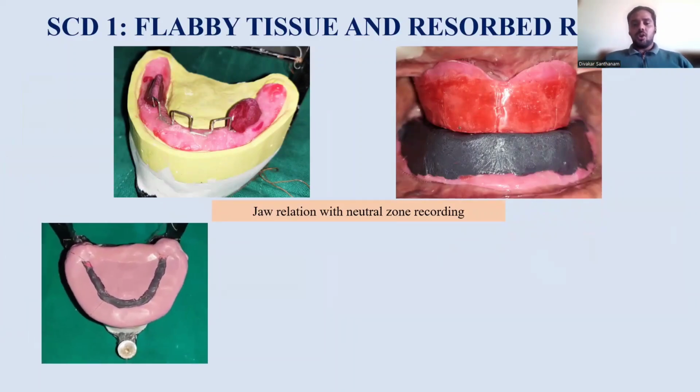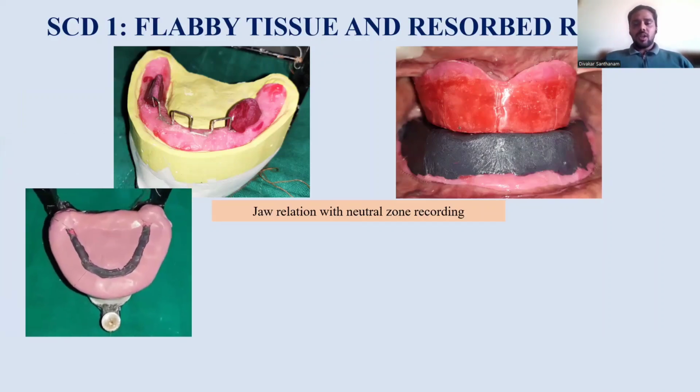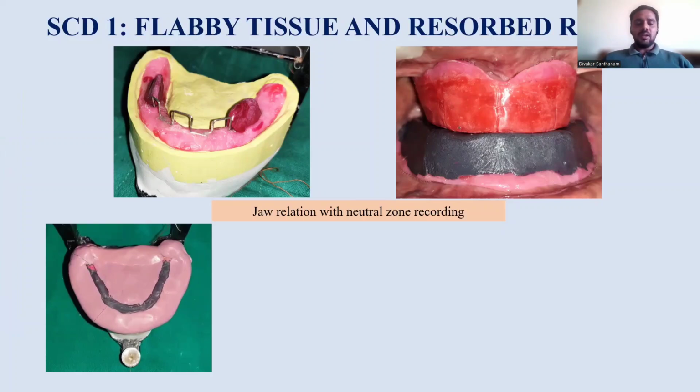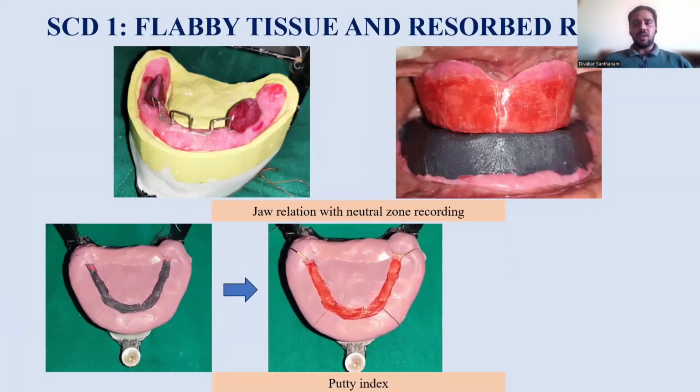We place this material on the lower arch and ask the patient to do all the functional movements like lip sucking, swallowing, opening the mouth wide and closing the mouth, and speaking. All the functional movements have been done. After recording the neutral zone, we made a putty index around the neutral zone and we replaced the material with the help of wax so that we can go for the next procedure, the teeth arrangement.